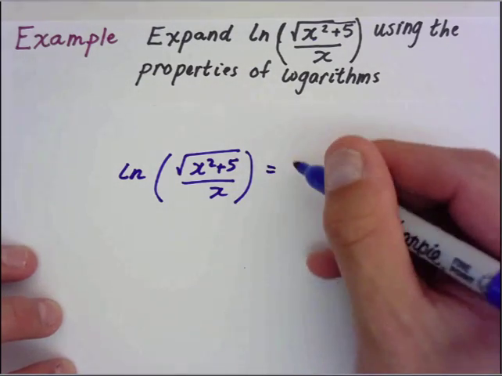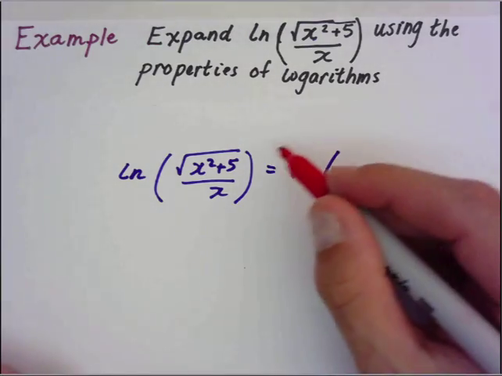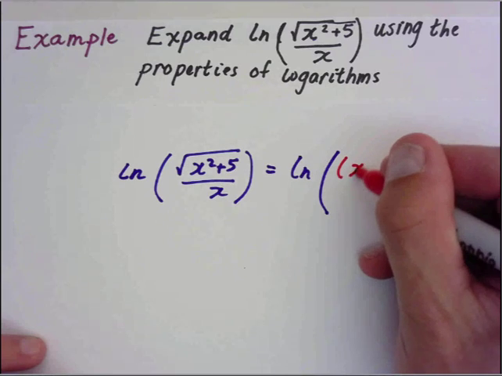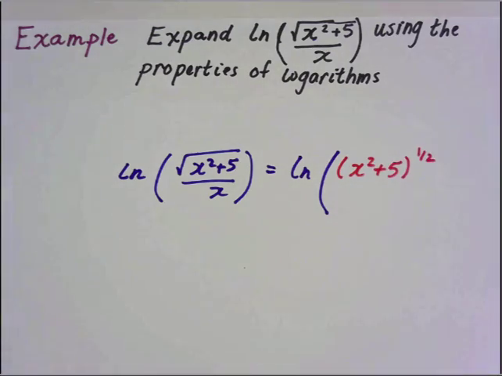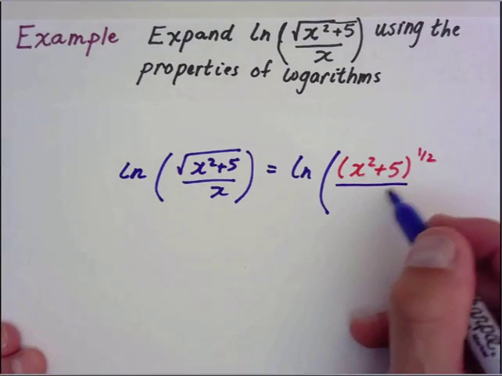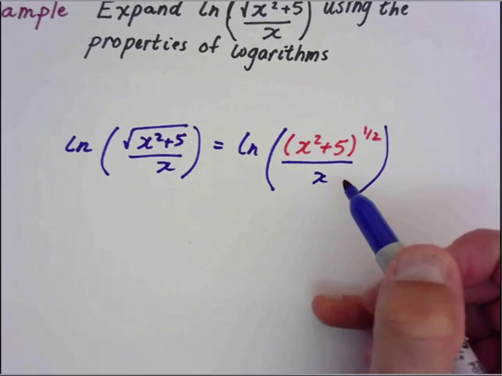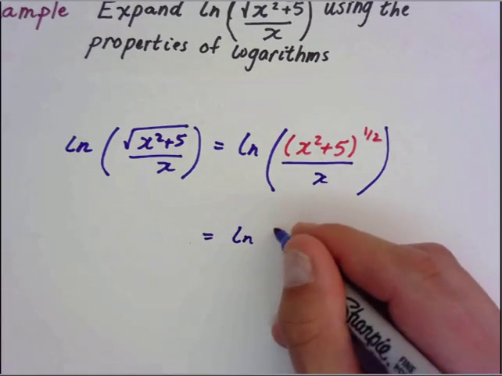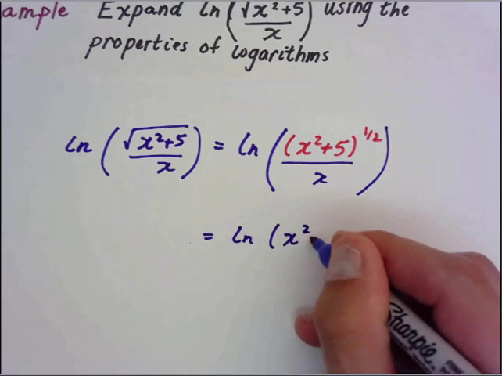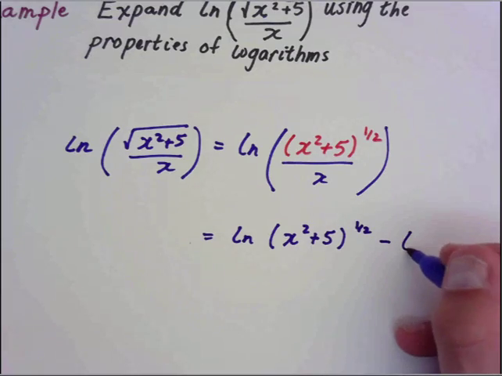Now, let's just use some algebra here. Let's rewrite the numerator. Something square rooted is the same thing as that something being raised to the 1/2 power. Okay, so I rewrote that, and then I'm going to leave x alone. Now, I'm dividing two things, so our properties tell us we're going to use the quotient rule. So I'm going to take the ln of the numerator, so it's going to be x squared plus 5 to the 1/2 power, minus the natural log of x.